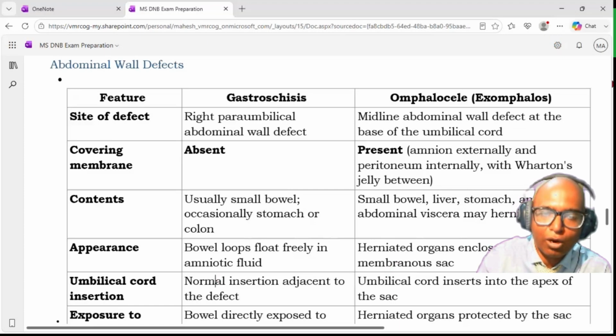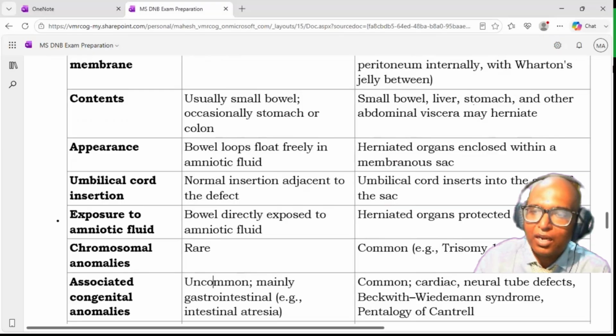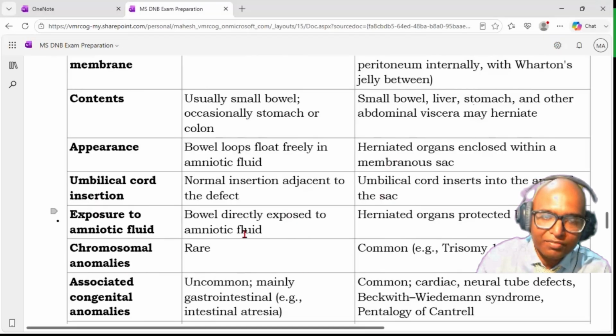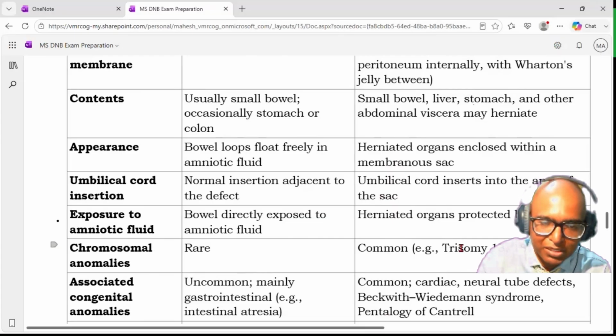Okay, umbilical cord, normal insertion adjacent to the defect. You can see here umbilical cord is inserted into the apex of the sac. Then exposure to the amniotic fluid, bowel will be directly exposed to the amniotic fluid, while here herniated organs are protected by the sac. As I mentioned, chromosomal abnormalities are not very common with gastroschisis, but they are common with omphalocele. Generally, trisomy 13, 18, 21 may be there.